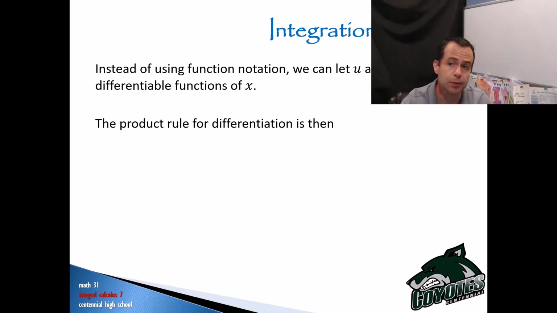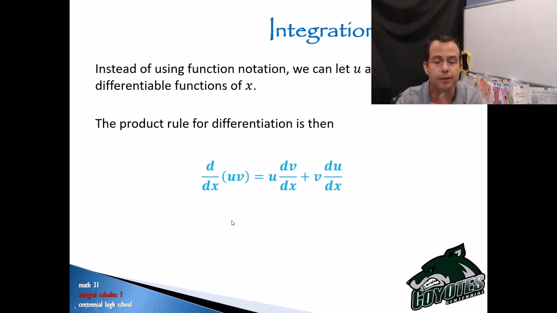Instead, what we're going to do is let u and v be differentiable functions of x. Okay, so then that becomes the product rule for differentiation. Now it looks like this. So if I took the derivative of u times v, that would be u times the derivative of v plus v times the derivative of u.